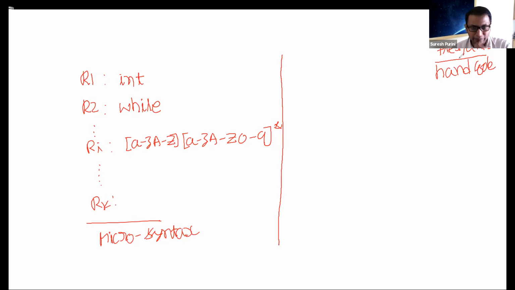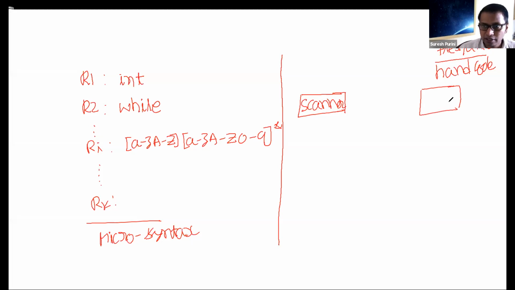And how do the lexical analyzer and parser interact? So we have the lexical analyzer, which we also call a scanner, and then we have the parser. The parser asks the lexical analyzer, could you please give me the next token, get next token. And the scanner responds back with the next token.